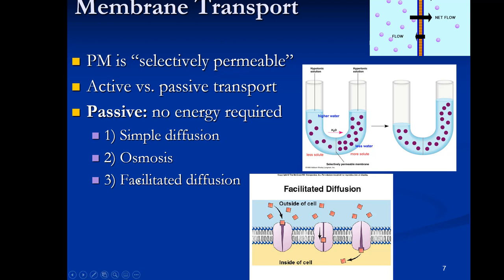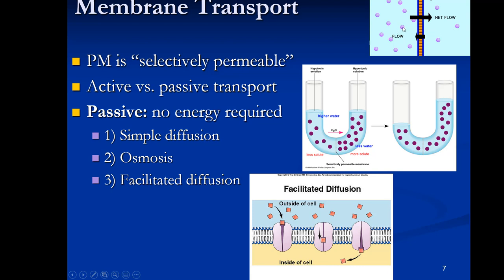We have three different examples of this that I want to go through. The first one is called simple diffusion, and it basically means that things are going to move down their concentration gradient. What I mean by that is things are going to move from a high concentration to a low concentration. So if we take this picture up here, let's assume that this is a cell membrane, and let's say these purple dots are sodium molecules. You can clearly see there's more sodium here than over here. So just based on what is naturally going to happen, the sodium molecules are going to move in this direction, from a high concentration to a low concentration.